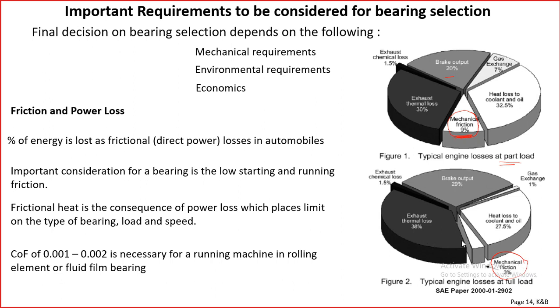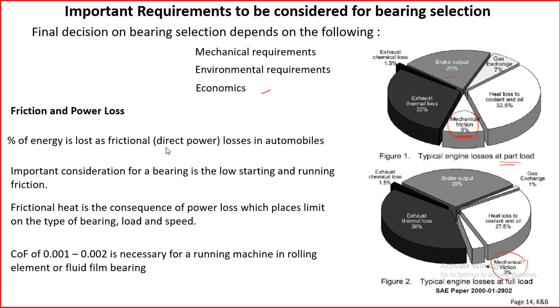And another thing we should know is that the engine generates power to overcome friction of the vehicle. So there are many other types of bearings, other places where you have got a lot of friction. So, for example, friction between the tire and the road. So all those losses are also basically borne by the engine. The engine has to generate that much power to overcome those frictional losses. So the final decision on bearing selection depends on the mechanical requirements, environmental requirements, and the economics or the cost.